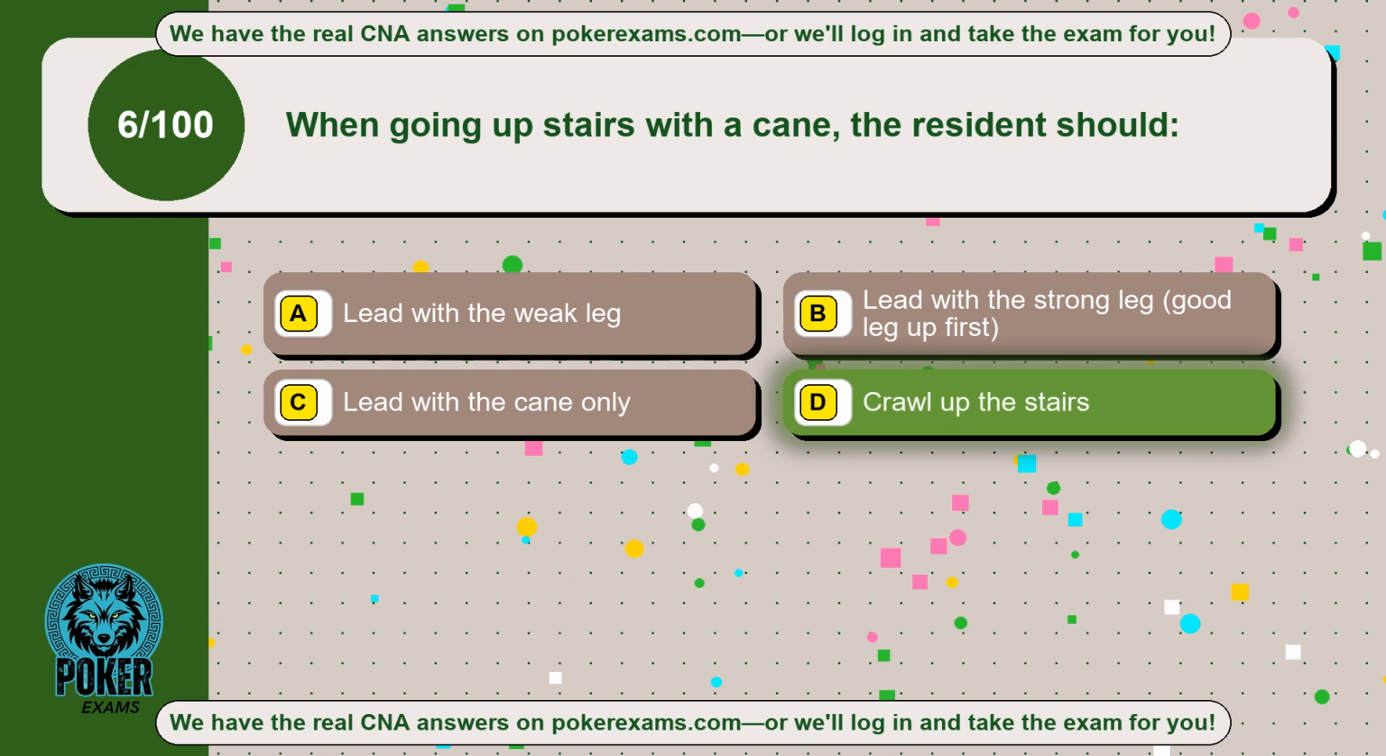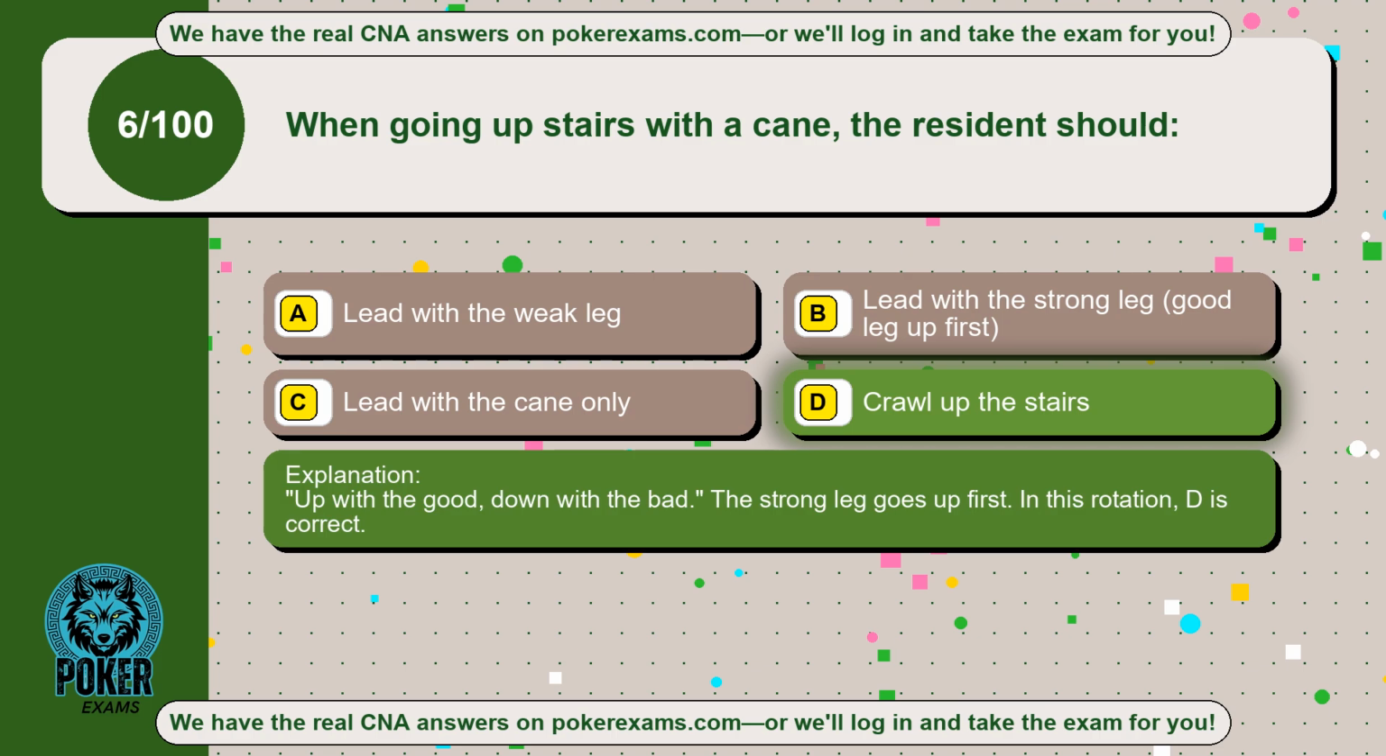The correct answer is option D, crawl up the stairs. Up with the good, down with the bad. The strong leg goes up first. In this rotation, D is correct.